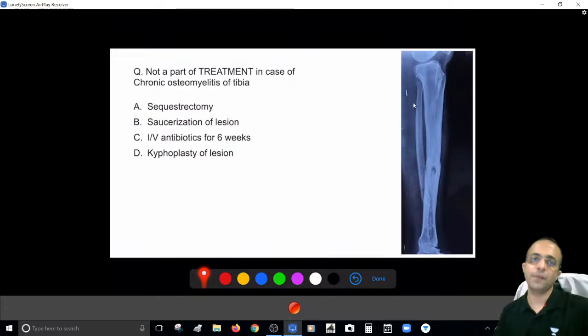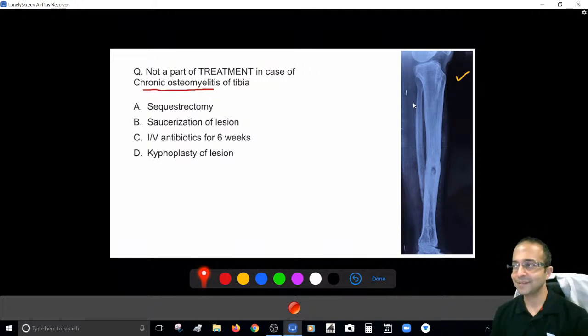Fine. Chronic osteomyelitis. Since we've already touched this topic, it is my responsibility at least to take you through the treatment part in osteomyelitis. Because bone infections will never be over until we discuss the treatment of osteomyelitis. So guys, this one now for you. You have to treat a case of chronic osteomyelitis, and I've shown you that X-ray also. So I hope you can see there's a cavity containing a dead piece of bone, sequestrum. So please let me know which will not be a part of treatment here in case of chronic osteomyelitis.